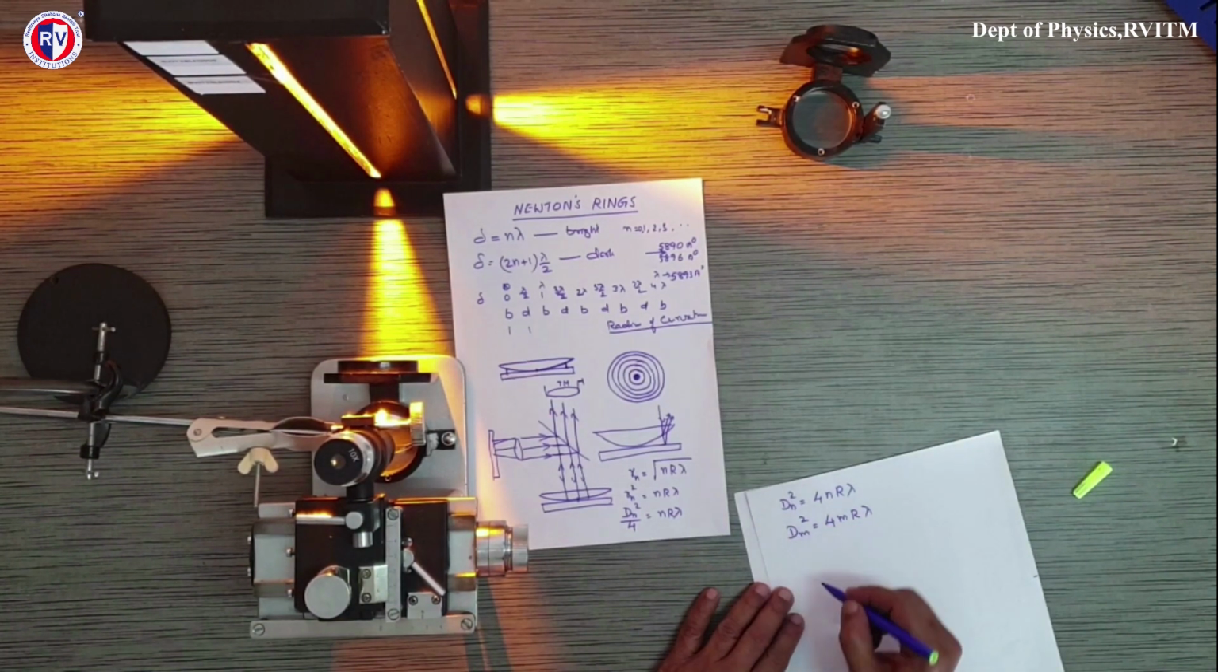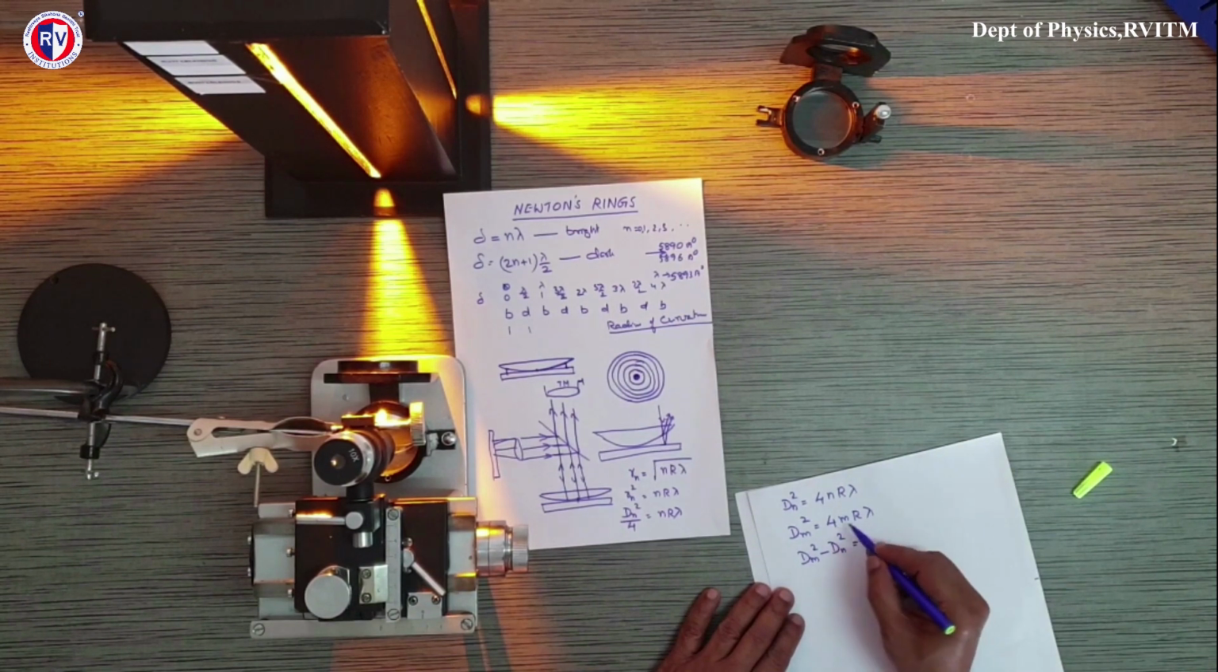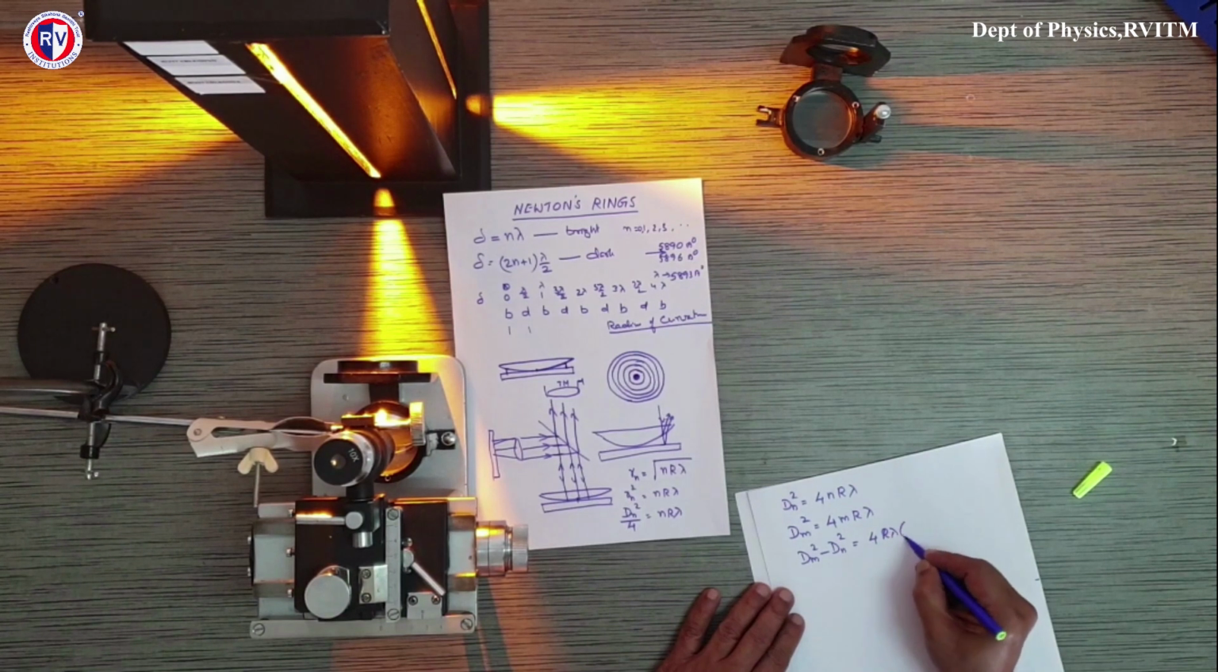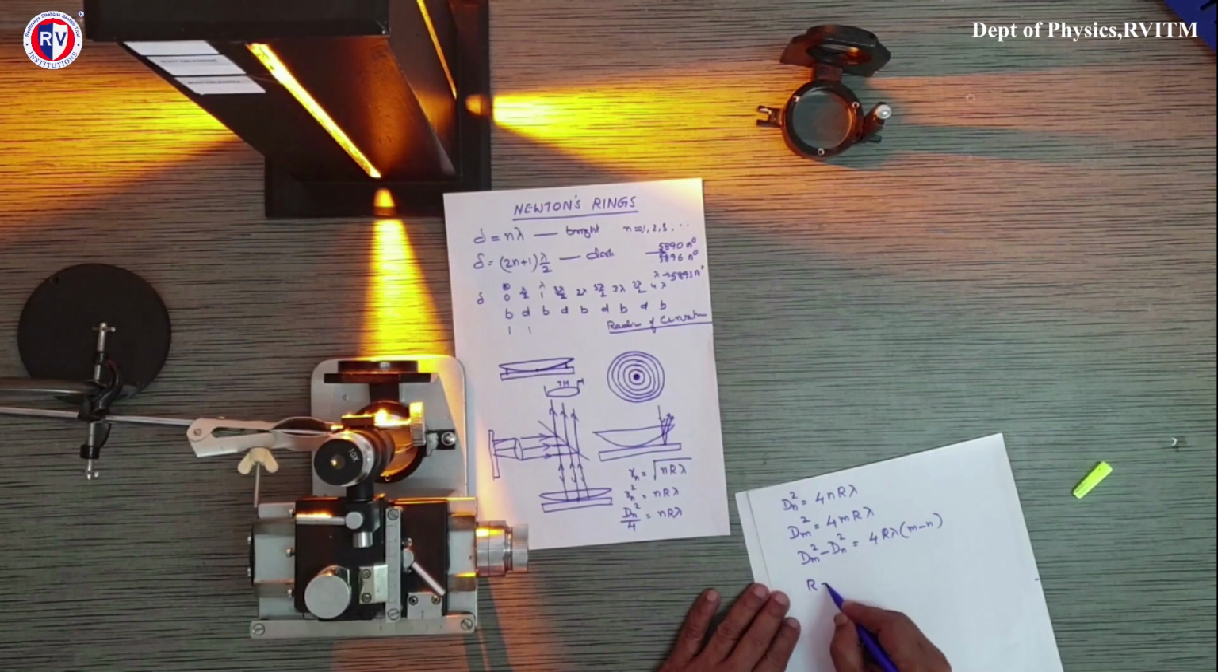Now if I take the difference between these two, I will get Dm squared minus Dn squared as 4R lambda, which is constant, into m minus n. So the equation for the radius of curvature I can write as R equals Dm squared minus Dn squared by 4 into m minus n lambda.